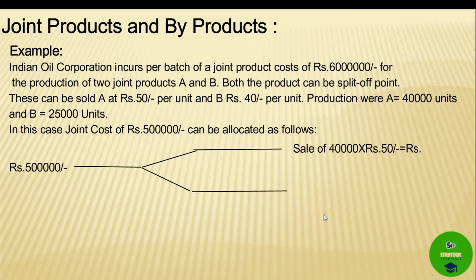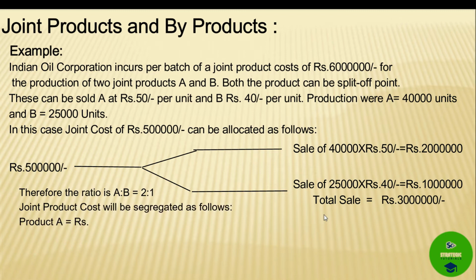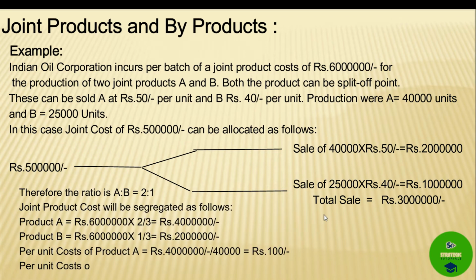For the production of two joint products A and B, both products can be split off at a point. It is very important that a split-off point should be there. These can be sold at A rupees 50 per unit, B 40 per unit. Production was A 40,000 units and B 25,000 units. So the joint cost can be allocated like this: 40,000 into 50 rupees, that is 20 lakhs, and 25,000 into 40 rupees, that is 10 lakhs. So total sales are 30 lakhs.